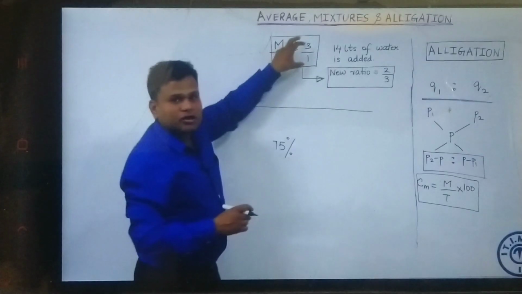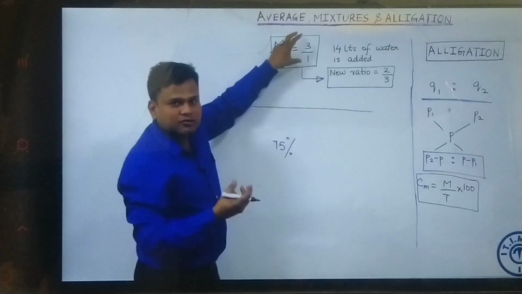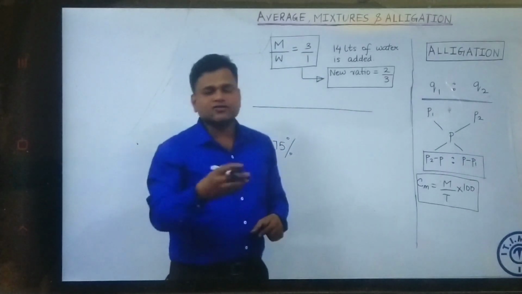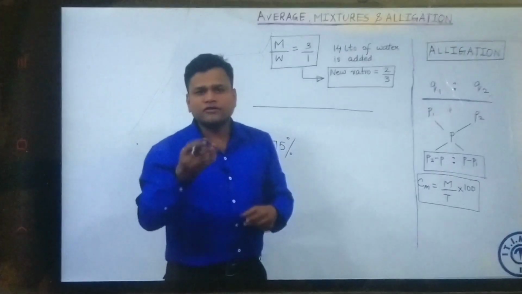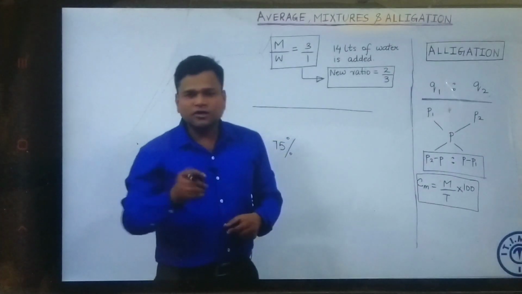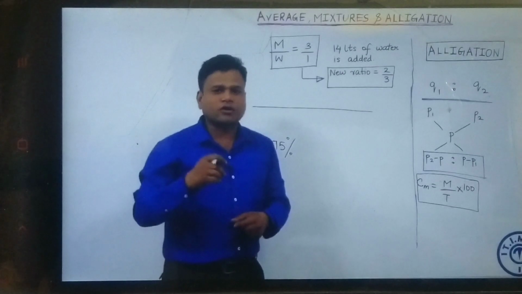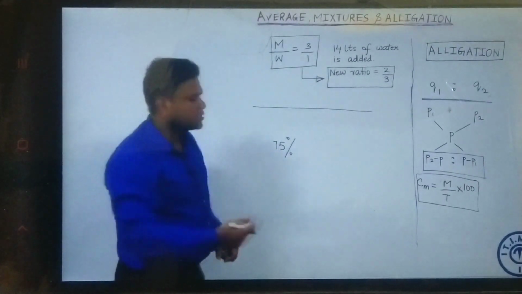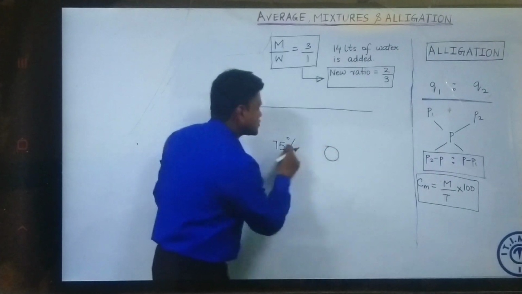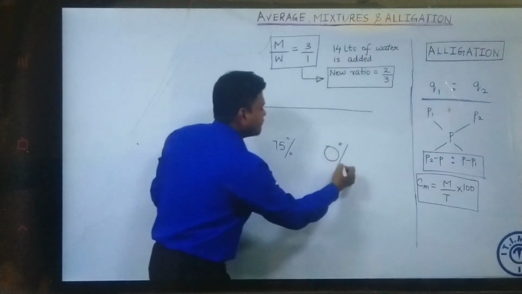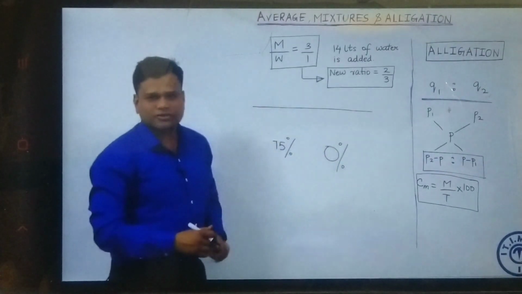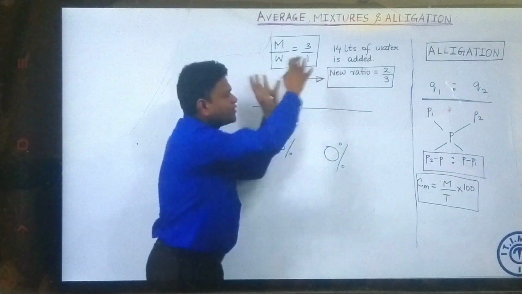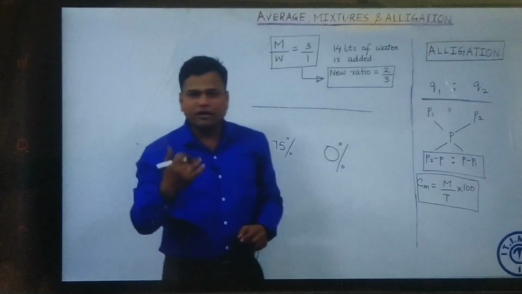Now, to this particular solution, I'm adding water. When we say water is added, essentially we are saying that in water, there is not even a single drop of milk. So if there is not even a single drop of milk, what is the concentration of milk there? 0%. Nothing, 0. So we say that this solution is mixed with a solution with 0% milk concentration. Now, when these two are mixed, what do we get? We get a new ratio. New ratio for what? Milk by water.